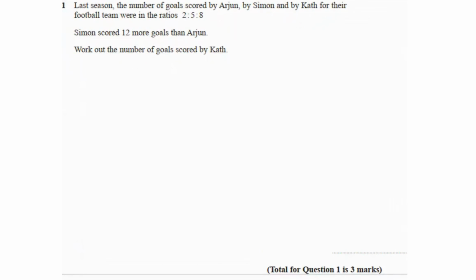Next question says that last season the number of goals scored by Arjun, Simon, and Kath for their football team were in the ratio 2:5:8. Simon scored 12 more goals than Arjun. Work out the number of goals scored by Kath. So if Arjun scored x goals, Simon scored 12 plus x. We don't know how many goals Kath scored, but we know that they scored in the ratio 2:5:8.